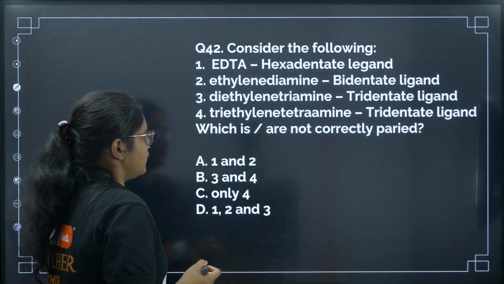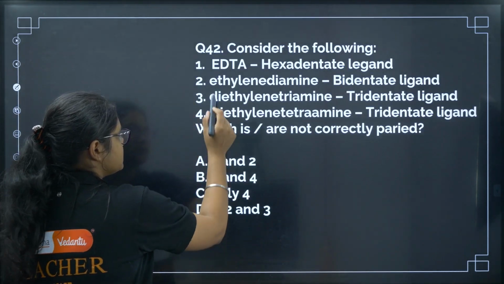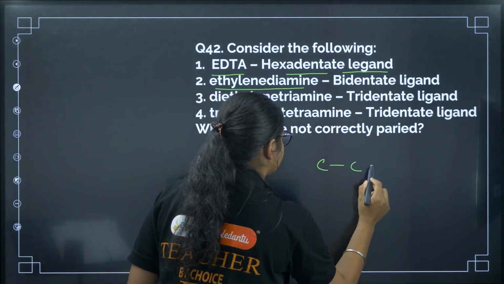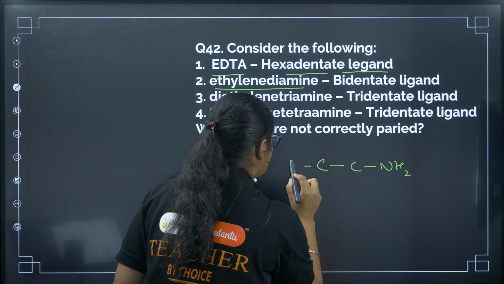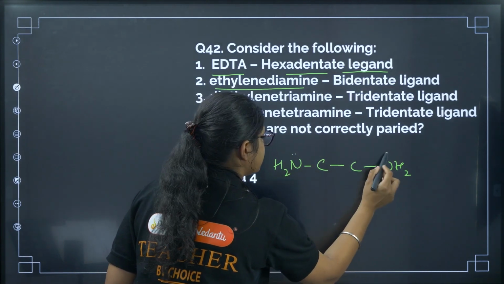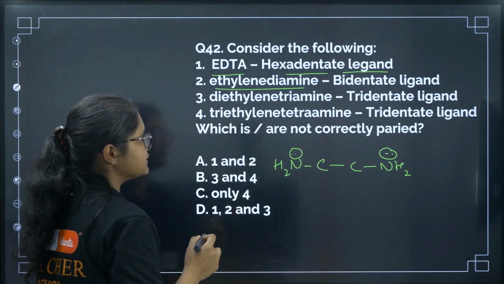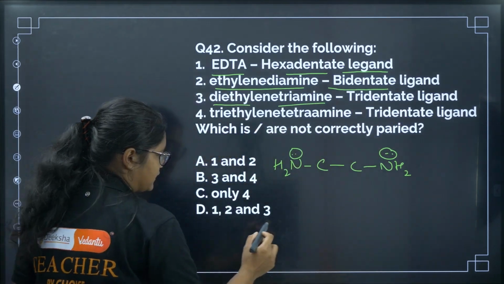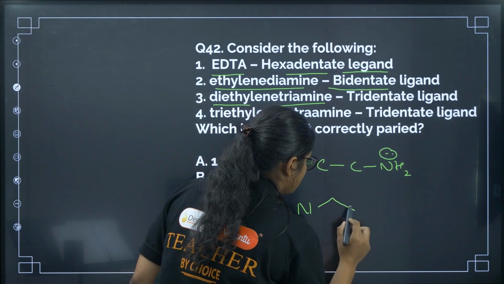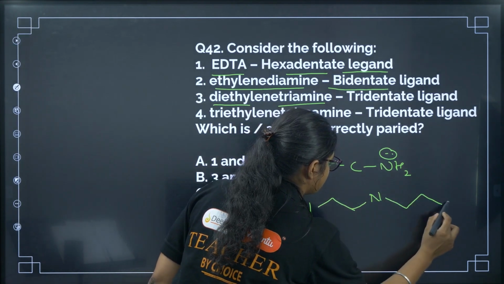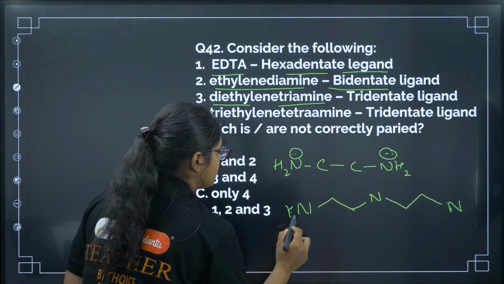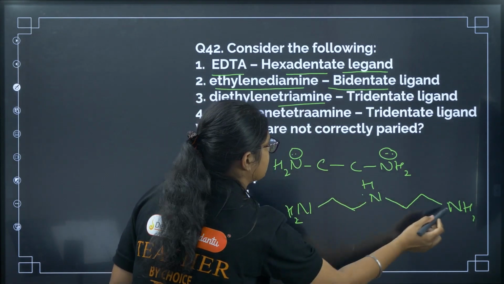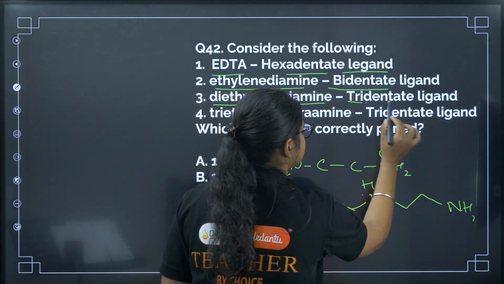Next one, this is again about coordination compounds. EDTA, we know, is a hexadentate ligand. Ethylene diamine structure is like this, right? Here two donating sites are present, so it is a bidentate ligand. Now diethylene triamine: the structure is like this. There are 3 amine groups and 2 ethyl groups, so here 1, 2, 3. There are 3 donating sites, so it is a tridentate ligand.